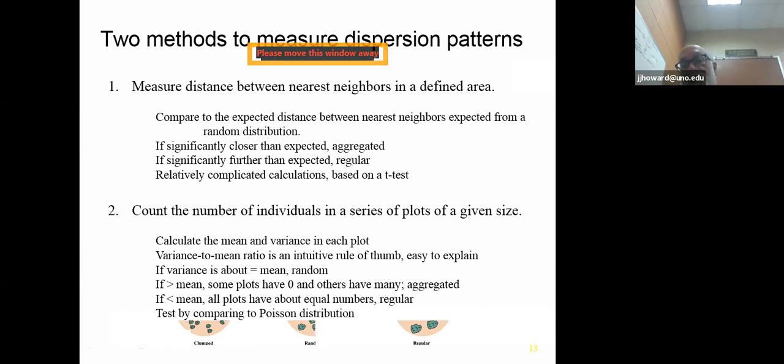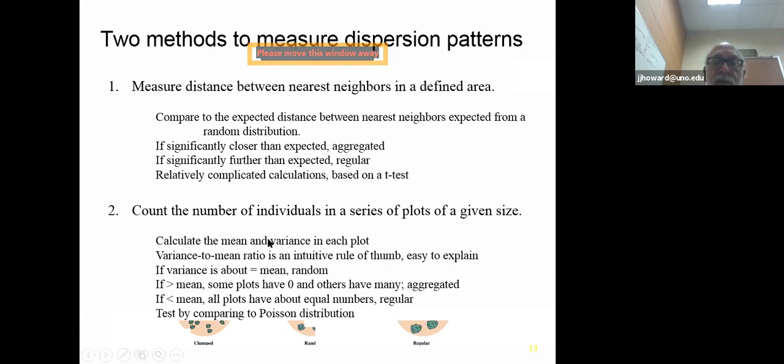A really easy thing to talk about, though, is a second method in which you count the number of individuals in a series of plots. Okay, they all have to be the same size, but count the number of individuals in those plots. Then calculate the average number in each plot and calculate the statistical variance of the mean. So the variance is related to the standard deviation. It's a measure of how widespread the observations are around that mean.